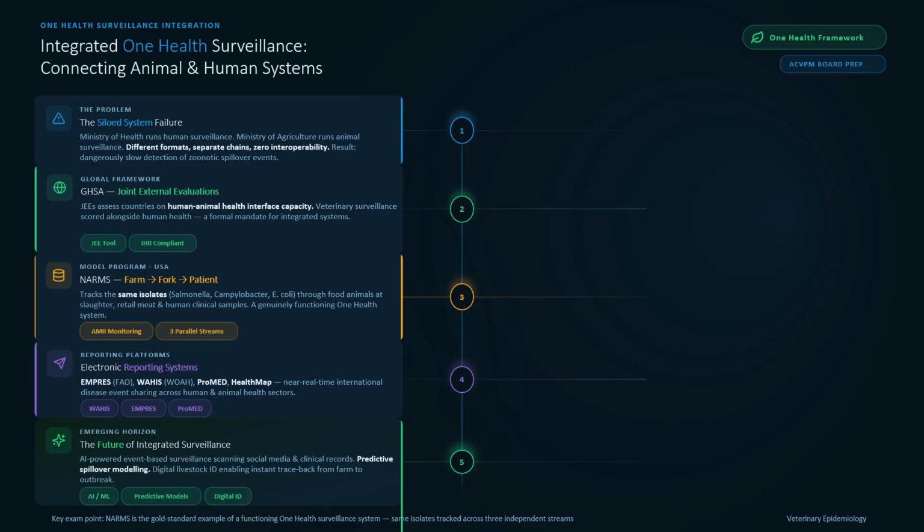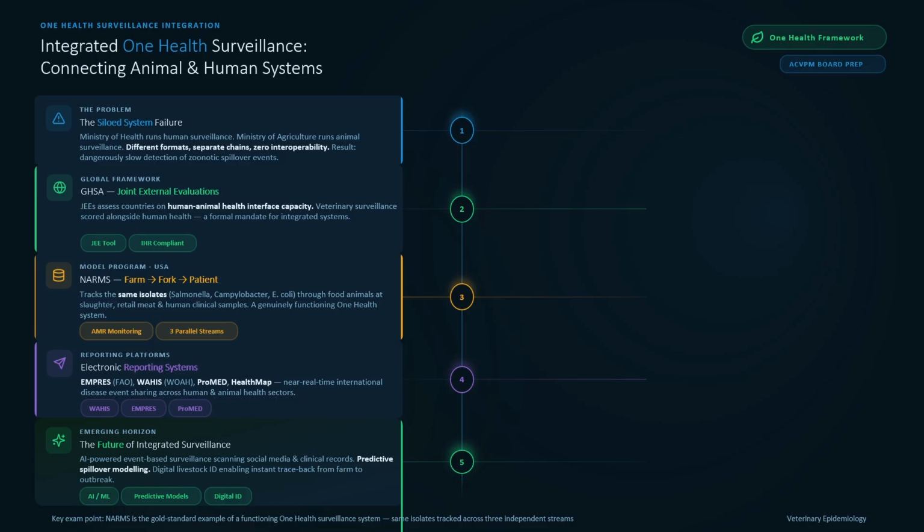Here's an ACVPM exam tip. NARMS is the gold standard example of a functioning One Health surveillance system because it tracks the same isolates across three independent streams: food animals, retail meat, and humans. Always name all three agency partners: CDC, FDA, and USDA. If a question asks what makes a surveillance program a One Health program, the answer is its simultaneous monitoring across the human-animal-food interface.